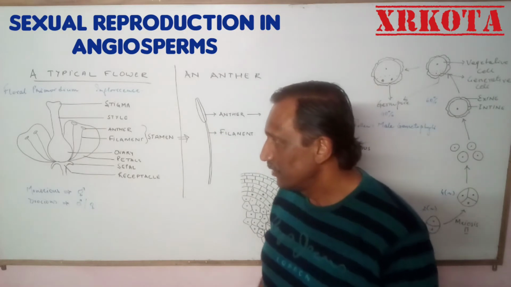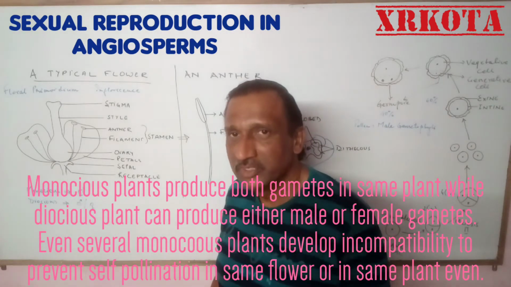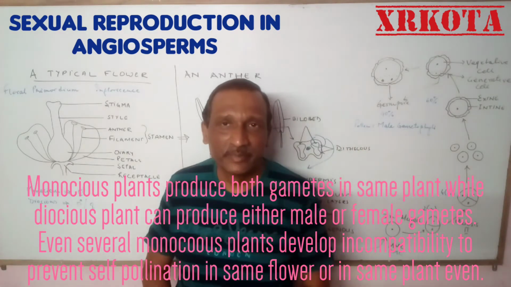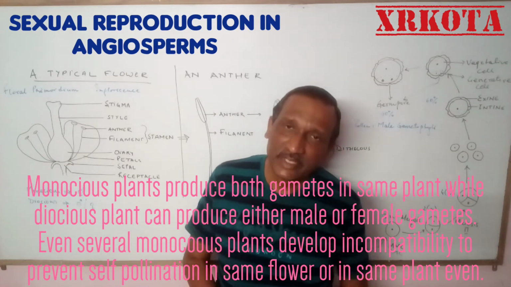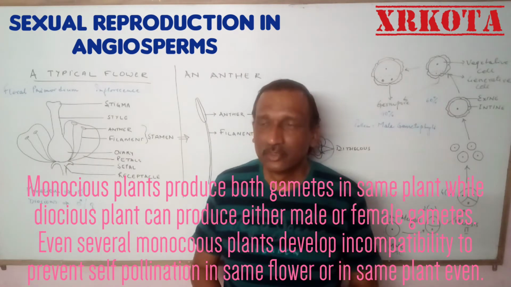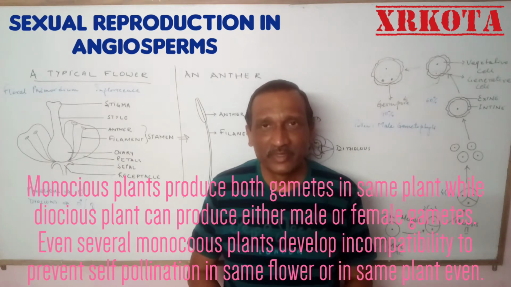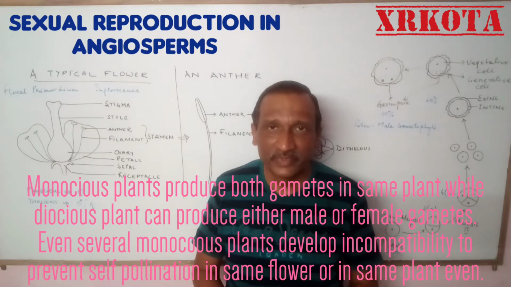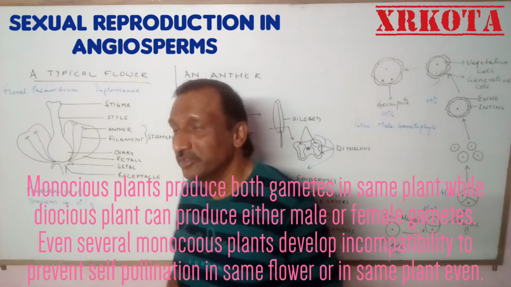In case of plants, the plants can be bisexual or unisexual. When the plants are bisexual, they are called monoecious plants, and both the male and female gametes are produced in a single body. And when the plants are unisexual, they are called dioecious plants, and they are capable of producing only one type of gamete. So the plant will be either a male plant or a female plant, and two different types of plants are required in order to produce a seed.